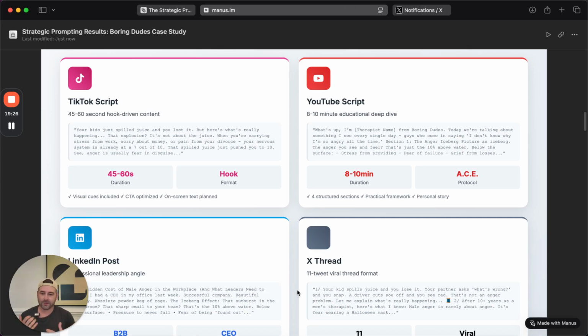When you're carrying stress from work, worry about money, or pain from your divorce, your nervous system is already at a 7 out of 10. That spilled juice just pushed you to a 10. See, the anger is usually fear in disguise. So there's a sample of the hook I was able to get here. Obviously, there's more content associated with that.